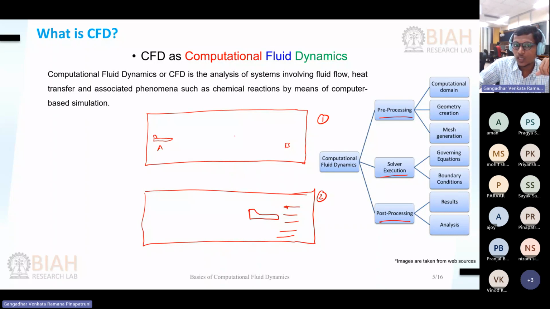If you are doing method 1, your aeroplane is moving from A to B and will end up here because your fluid is static. But my target is to see only the fluid flow over the aeroplane. I don't want to see anything else. So I fix my frame and I allow my fluid to pass over the aeroplane. Both are the same in the relative sense.